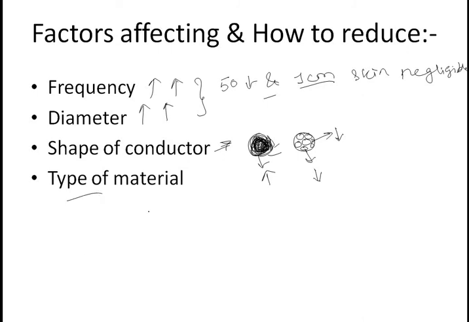Next is the type of material. Skin effect increases with the increase in permeability of the material. Permeability is the ability of material to support the formation of magnetic field. So if the permeability is greater in that particular material, the skin effect will also be greater. So we should use that type of material which has a lower permeability. These are the ways we can reduce the skin effect.